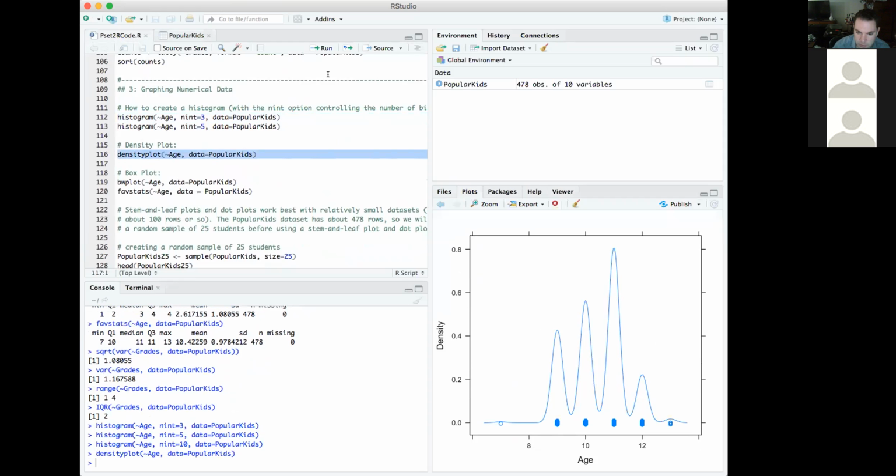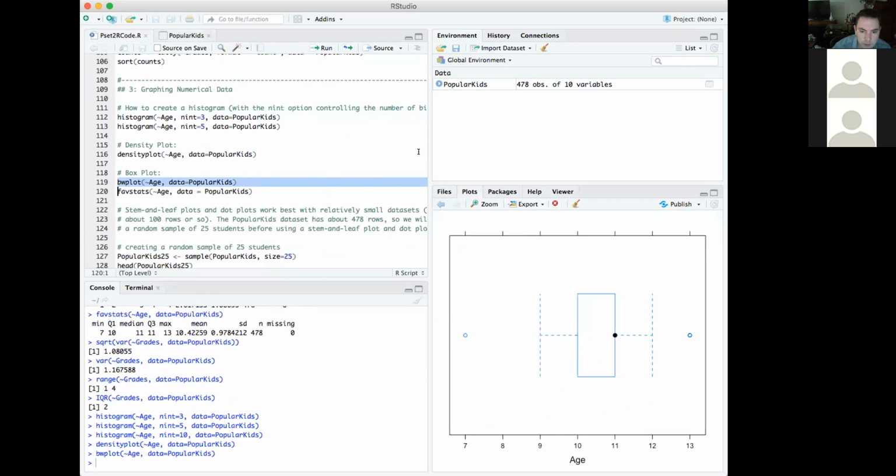So as we can see here, the mode for age looks to be 11. That's about the most commonly occurring age in this data set: 11 years old. And here we can make a box plot. So boxplot will make a box plot. This will be running a box plot on the age variable.